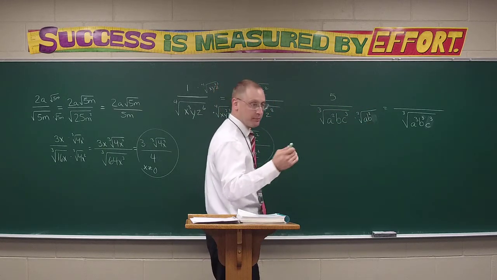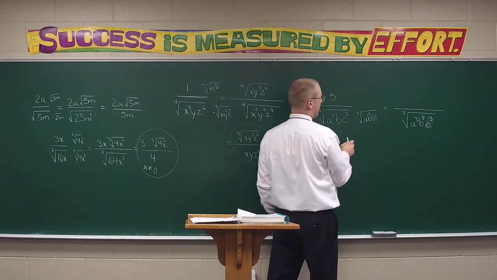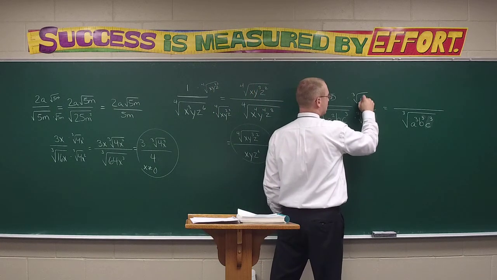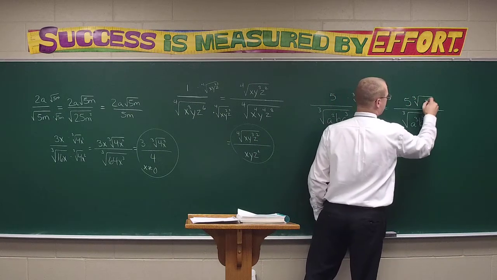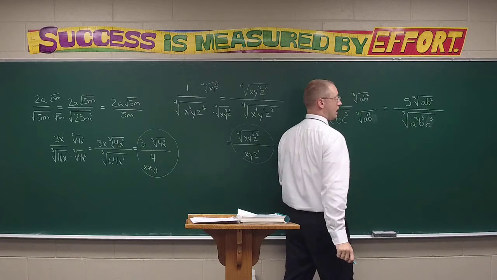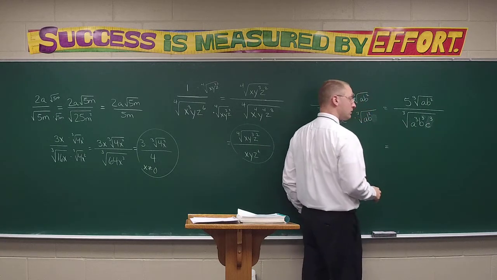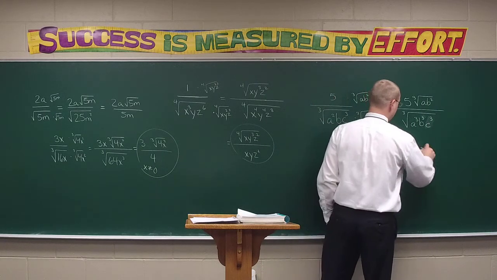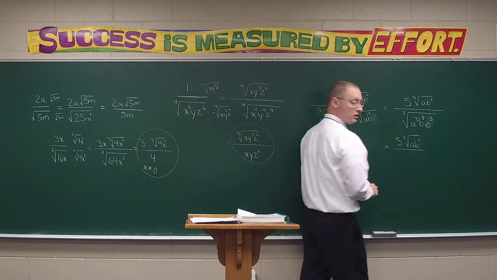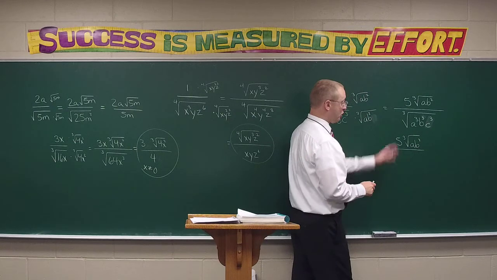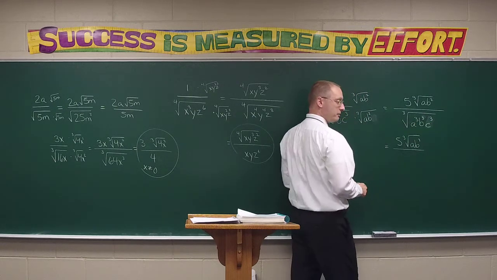Of course, what we do to the bottom, I'm also going to multiply the top by. To get what in my numerator? 5 times the cube root of AB squared. And now what? The numerator stays the same, and it's the cube root of AB. The cube root of a cubed, b cubed, c cubed becomes what?